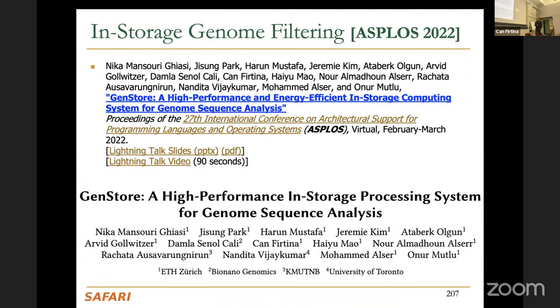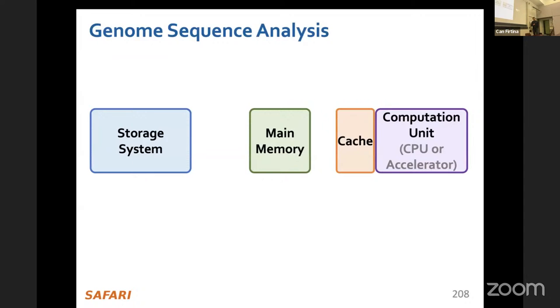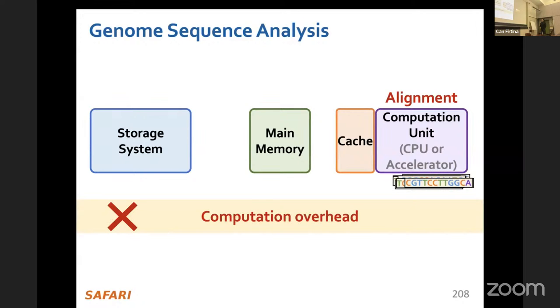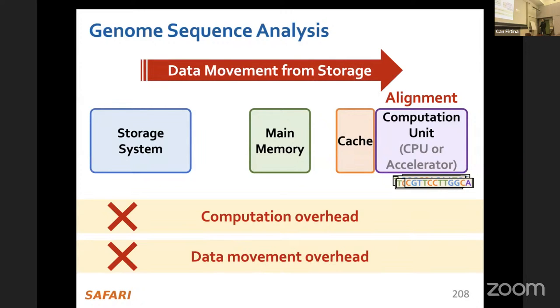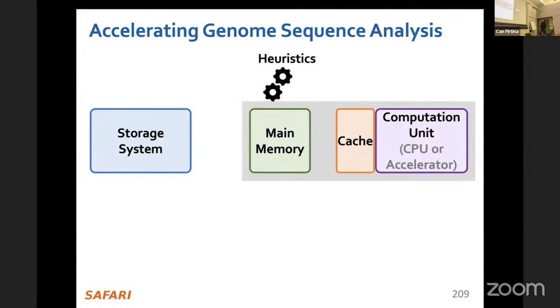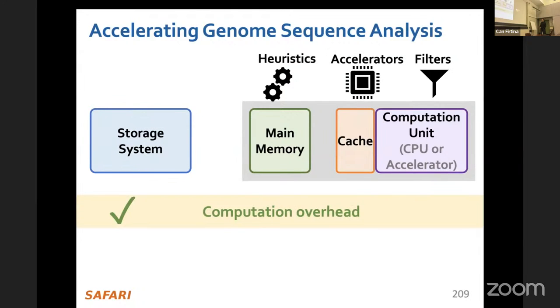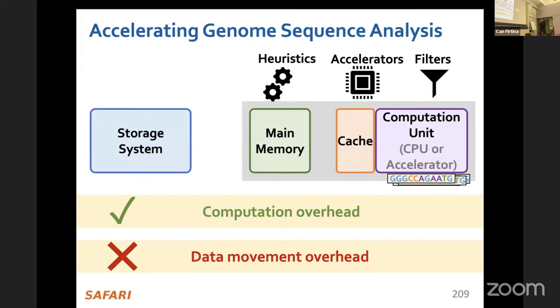So this is SAGRAM. It focuses on in-flash or in-SSD computation for genomics. The problem we are dealing with is accelerating genome analysis by looking at the ways that we compute data. Initially we have computational overhead and data movement overhead, but when we accelerate these things, the computational overhead might be resolved, but the data movement overhead is still there because you still need to move the data from the storage system to your accelerator, and that overhead remains.